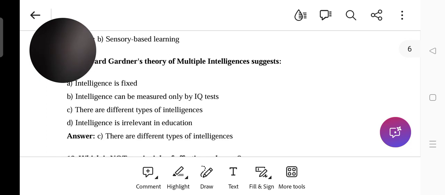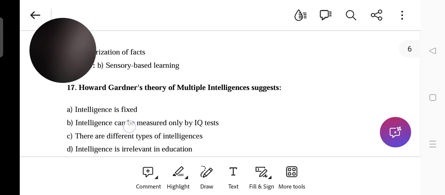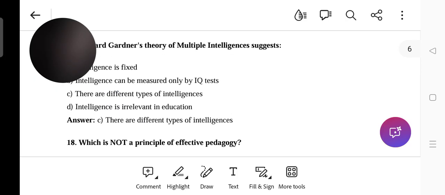Okay, so what will be the appropriate answer? The appropriate answer will be there are different types of intelligence. Howard Gardner's theory of multiple intelligence suggests what? There are different types of intelligence.